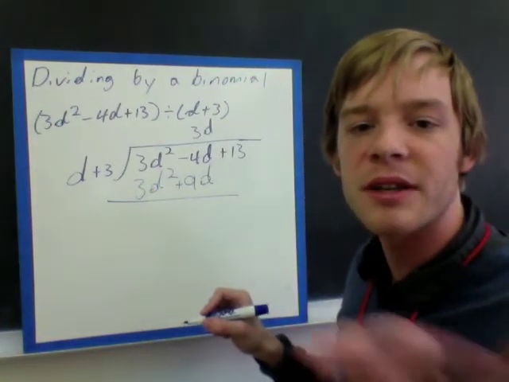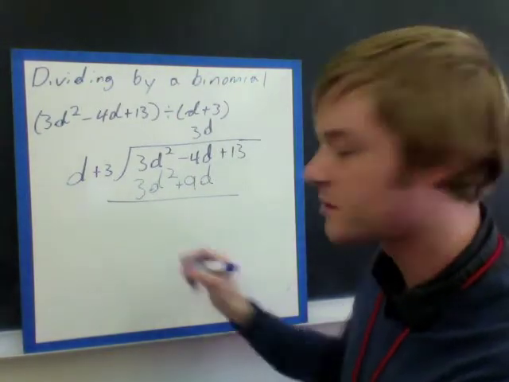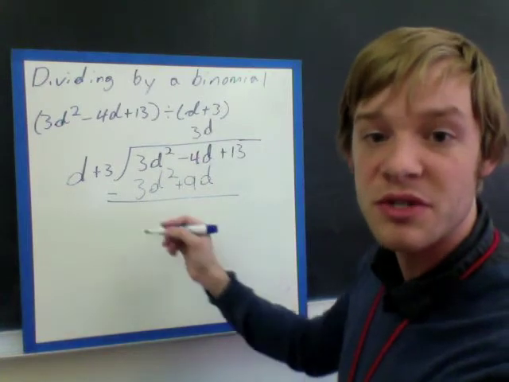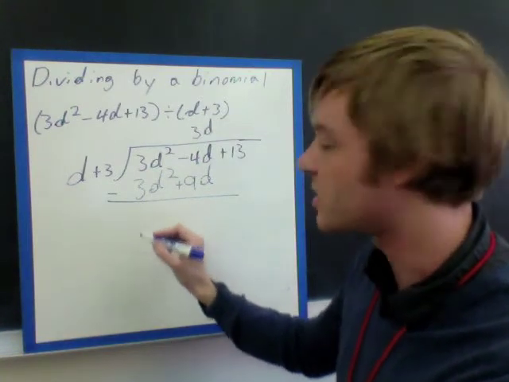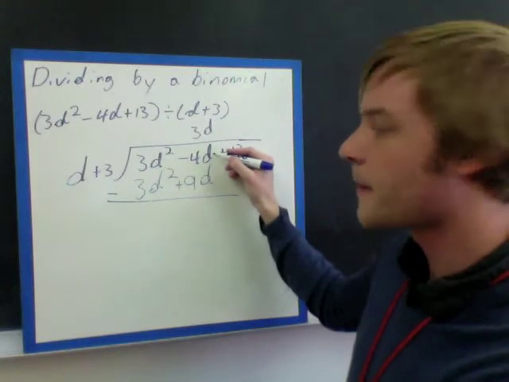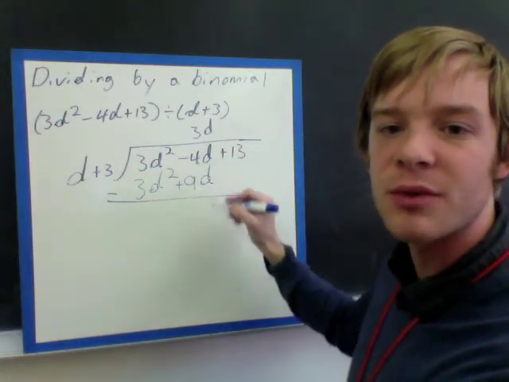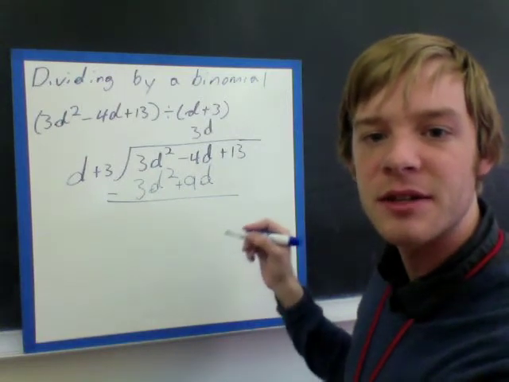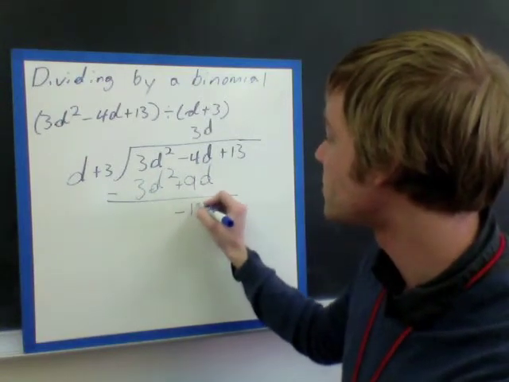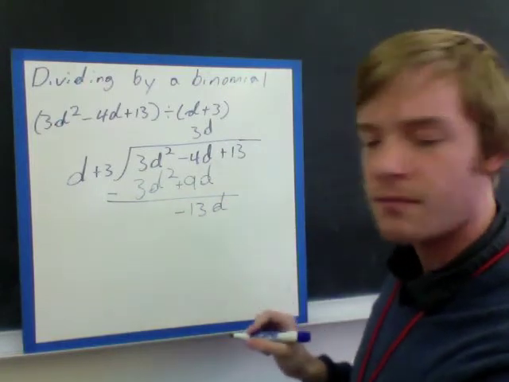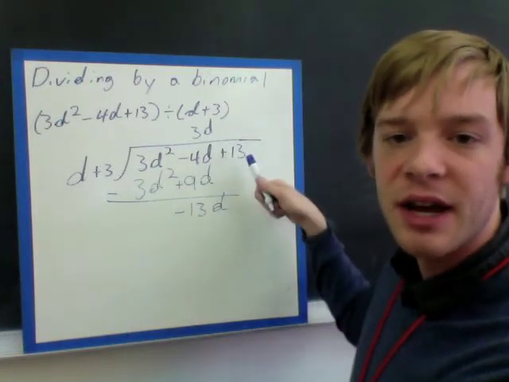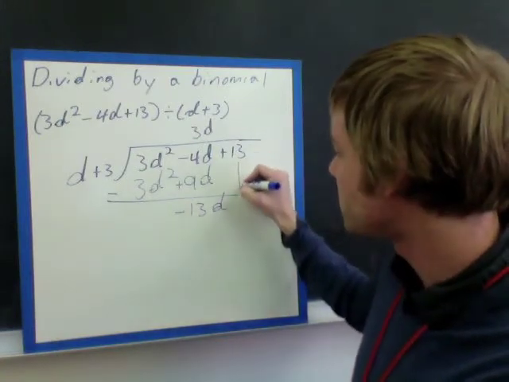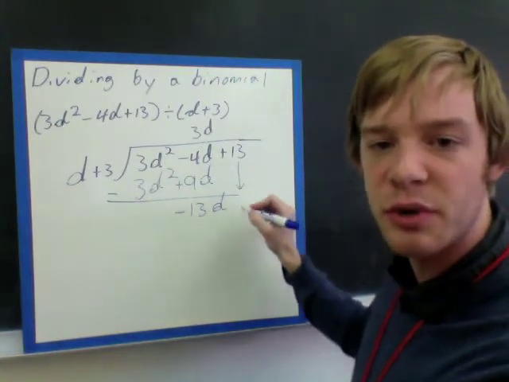And what we want to do next is just subtract straight down. So 3d squared minus 3d squared, those will cancel out, so that's gone. And then over here, negative 4d minus 9d. Well, negative 4 minus 9 is going to give me negative 13d. So that's what we have right here. And then I just go ahead and bring this 13 down as well. That 13 didn't change, so we can just bring it down and have plus 13.